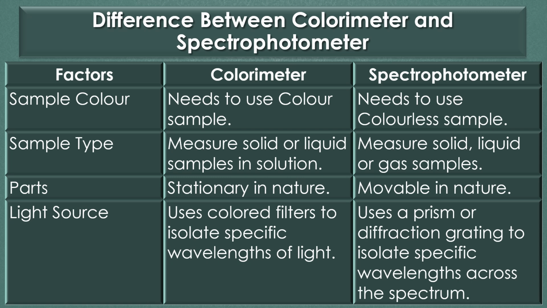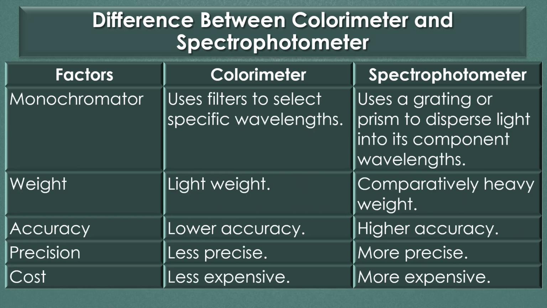Light source: colorimeter uses colored filters to isolate specific wavelength of light. Spectrophotometer uses a prism or diffraction grating to isolate specific wavelength across the spectrum. Monochromator: the colorimeter uses filters to select specific wavelengths. The spectrophotometer uses a grating or prisms to disperse light into its component wavelengths.